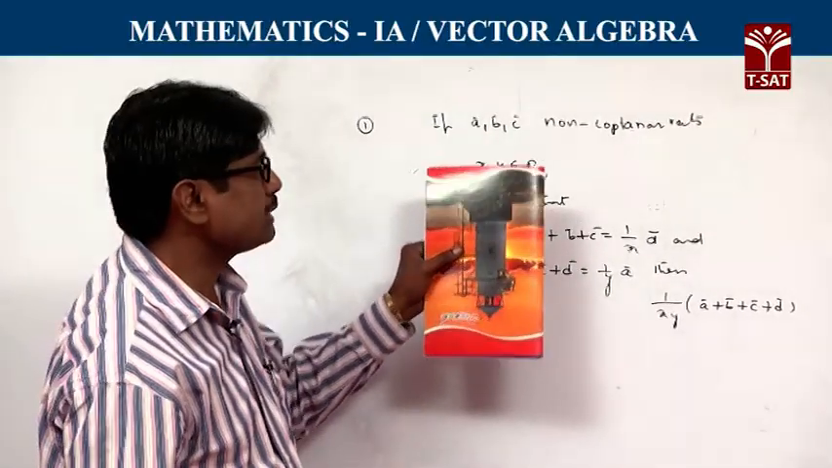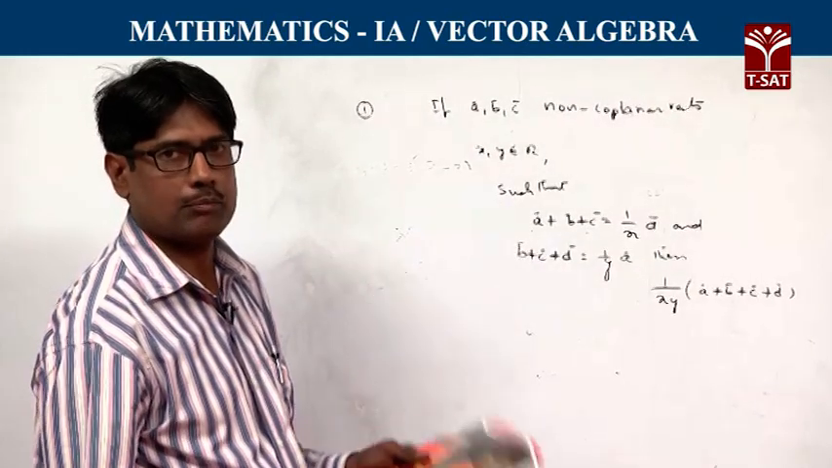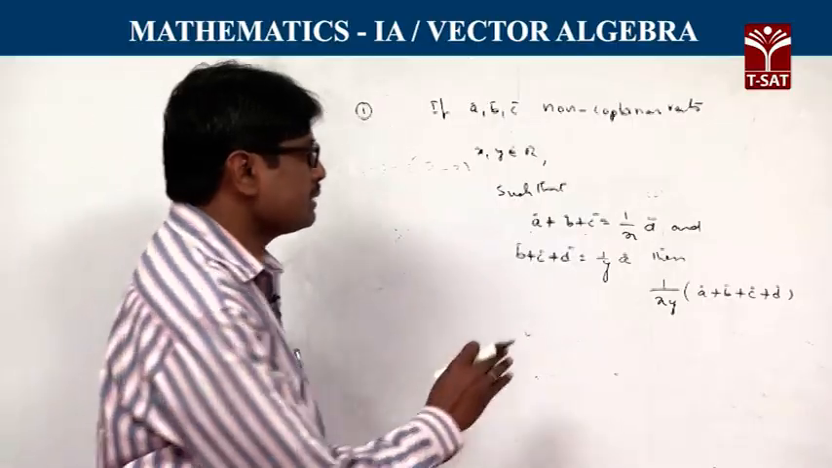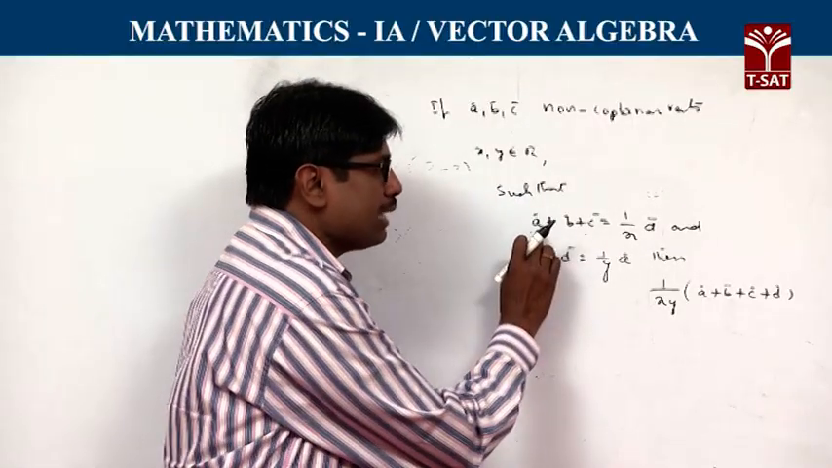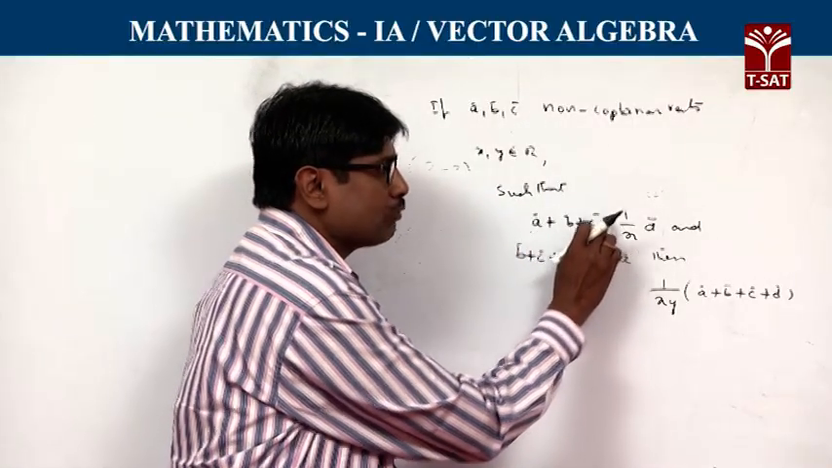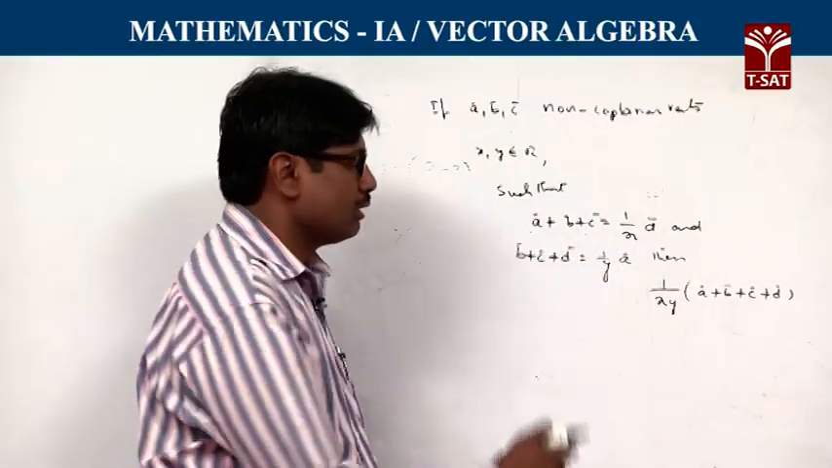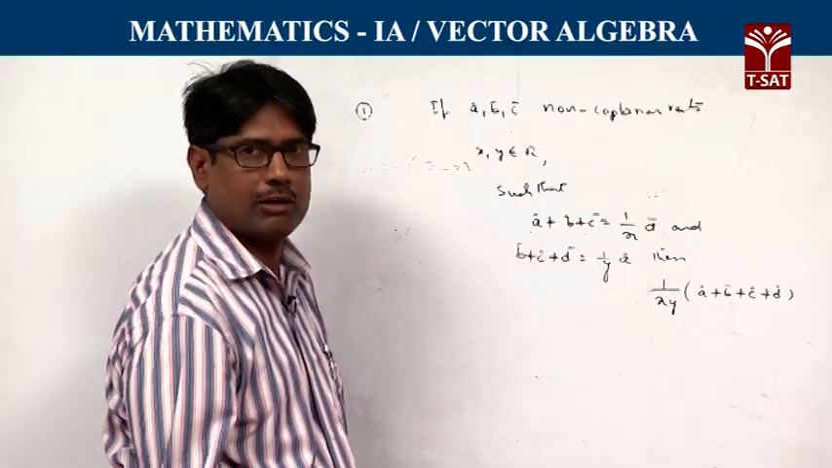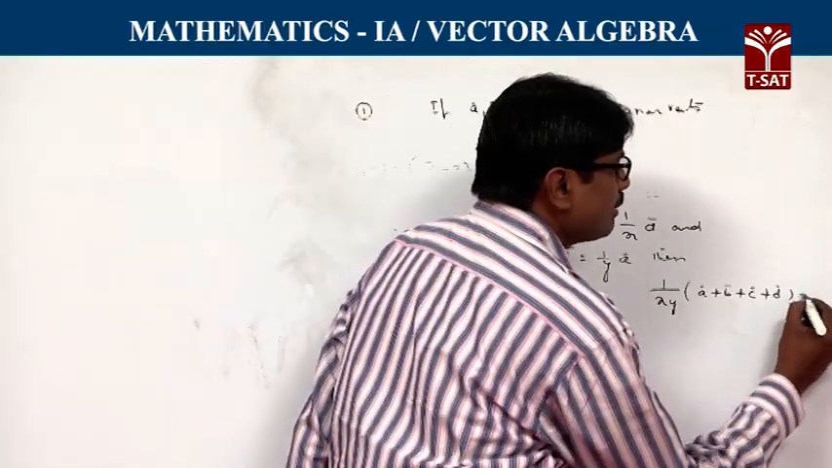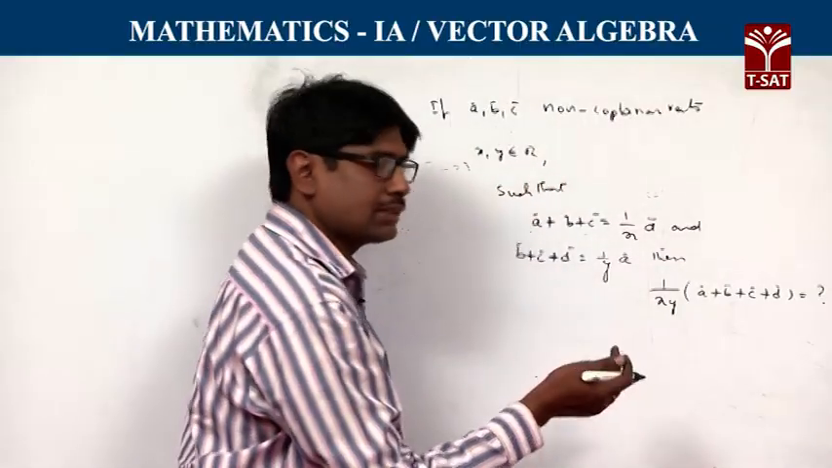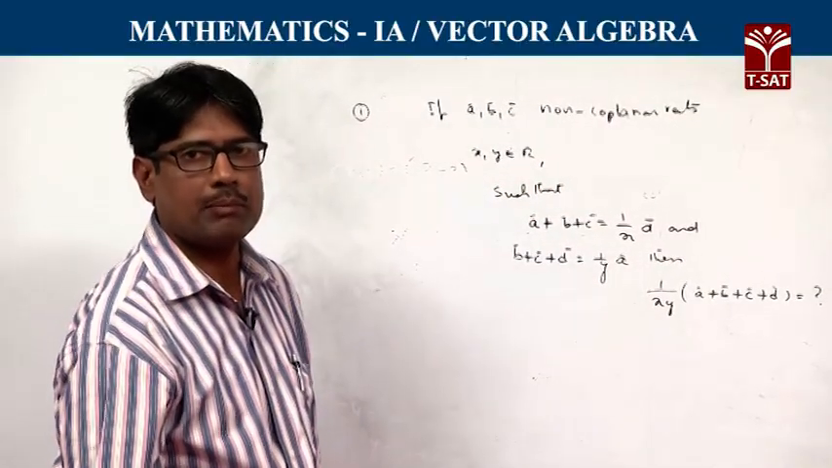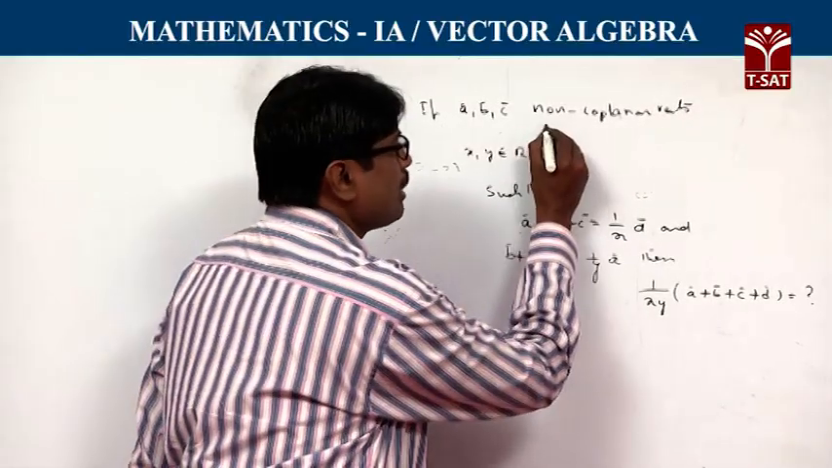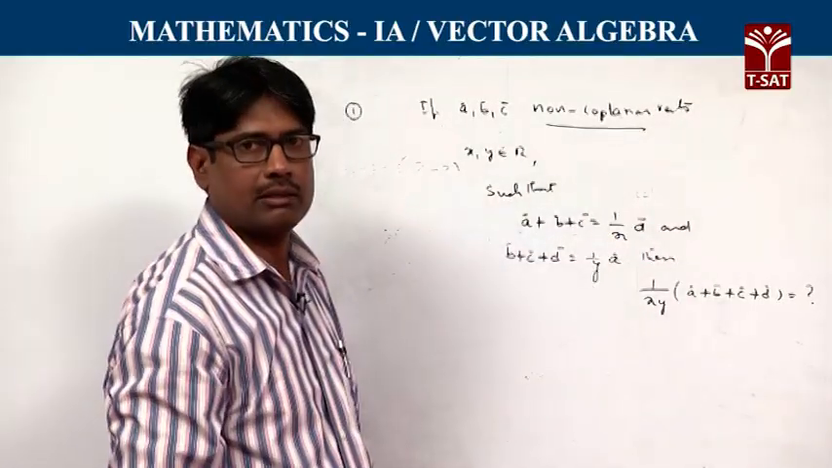A bar, b bar, c bar are non-coplanar vectors in a plane, x comma y are real numbers, and this satisfies the relation a bar plus b bar plus c bar is equal to 1 by x times d bar, and b bar plus c bar plus d bar is equal to 1 by y times a bar. Then what is the resultant value of 1 by xy times of a bar plus b bar plus c bar plus d bar, provided the given condition a bar, b bar, c bar being non-coplanar vectors.